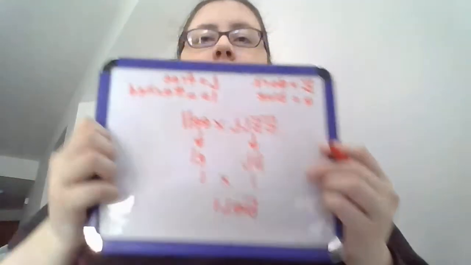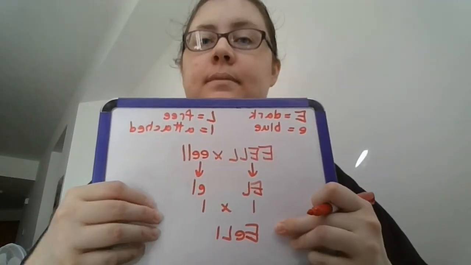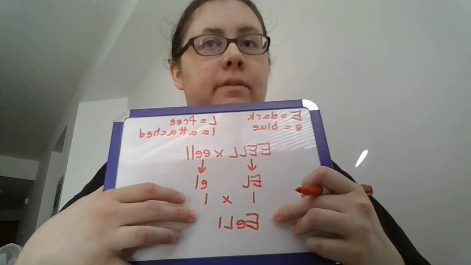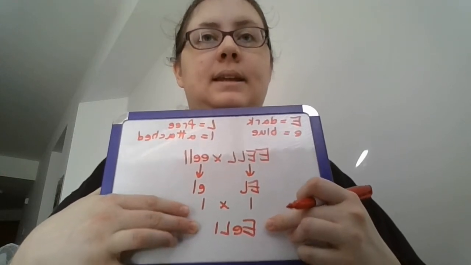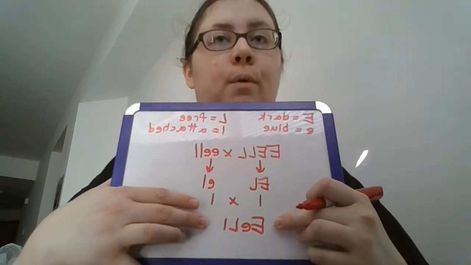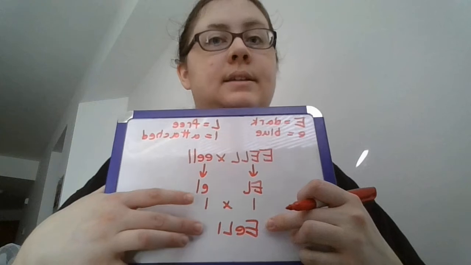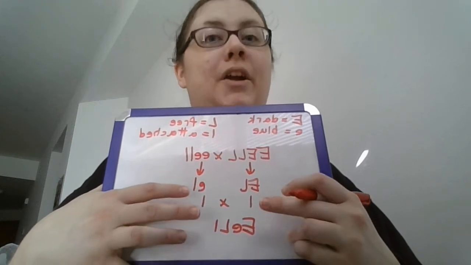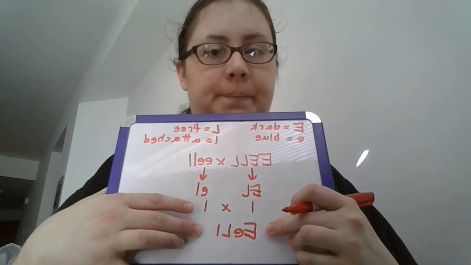Which is this. So we get 1 E from one parent, 1 e from the other parent. We get 1 L from one parent, 1 l from the other parent. So this is what this kid looks like. This kid is heterozygous for both traits. This individual still has dark eyes, still has free earlobes, but they're heterozygous. Hopefully you're following with me so far.